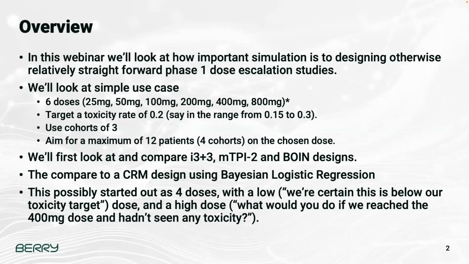And we'll have a very traditional sort of trial design. We'll use cohorts of 3, and we'll stop when we get to say 12 patients, 4 cohorts on the chosen dose. Perhaps a little more than usual, but that's because we're targeting a slightly lower toxicity rate. And actually to observe that kind of rate, we do need to test more people at that dose.